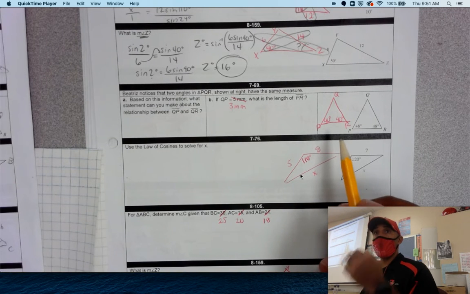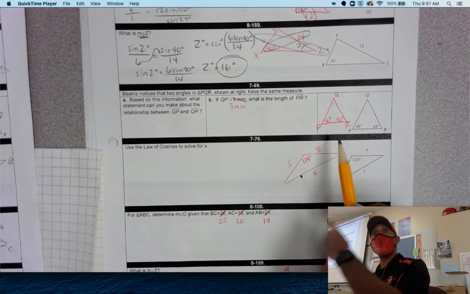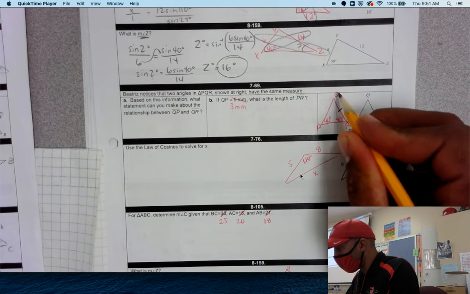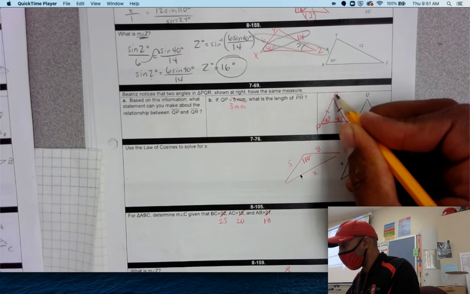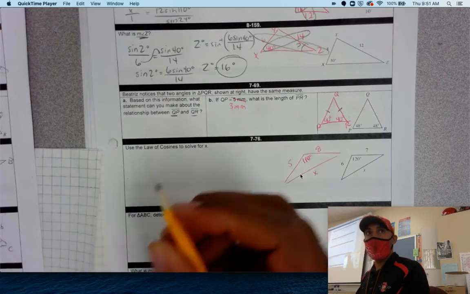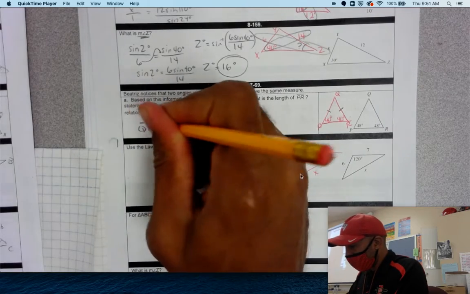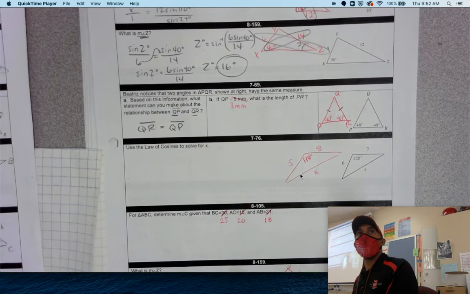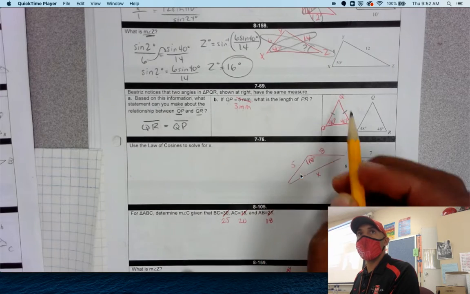Well, if you guys remember from IM1 and IM2, when you have two angles that are the same, that means the opposite sides from them are also equal. So that means that this side, QR, is equal to the opposite side of this angle, QP. Okay, so those are the angles, those are the sides that they're talking about. So what statement can I make? Well, they're equal. So I'm going to write QR is equal to QP. Okay? So if QP is equal to 3 millimeters, what is the length of PR?